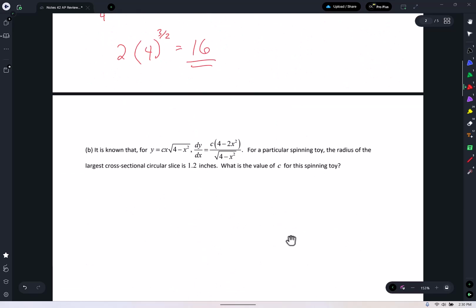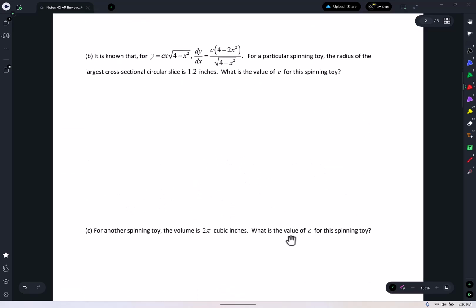Okay, focus, miss. You can do it. I know you can. All right, letter B. Let's see what it says, guys. All right, focus, guys. Focus, focus, focus.